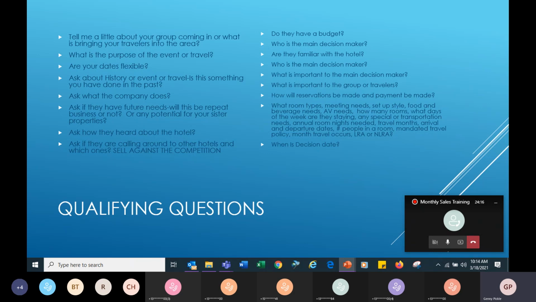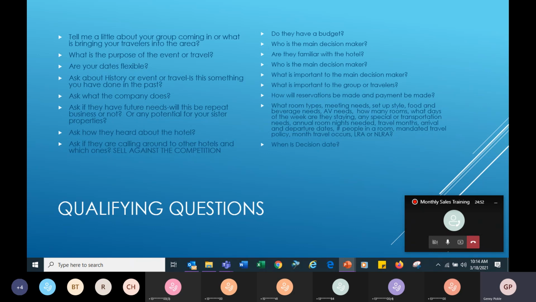So, selling against competition. Give me some examples of how you sell against your competition. Well, you've got to ask which hotels they've reached out to first. Exactly. You don't only want to find out if they're looking at other facilities, but which ones they are. Who are they? And don't assume that they'll just volunteer that info for you. Nine times out of 10 you're going to have to ask them specifically what hotel it is.